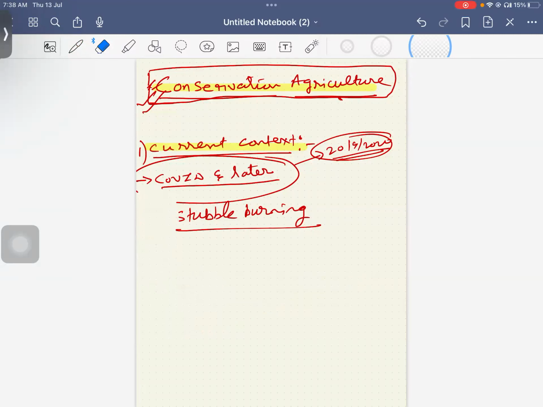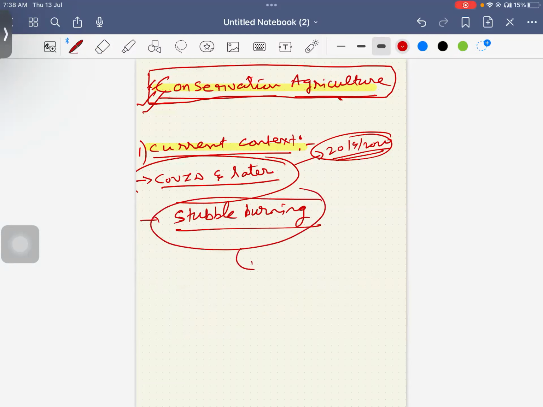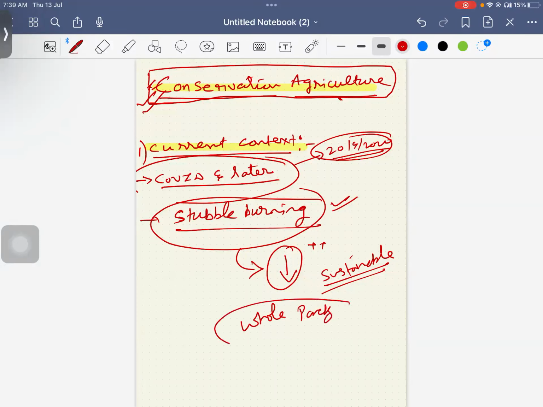The second most important thing is how this topic relates to stubble burning. This agriculture practice may lead to a decrease in stubble burning, because it has features which can reduce stubble burning in a sustainable manner. Okay, rather than the many other in situ and ex situ techniques we have, this is a whole package, wherein it can be environmentally sustainable, reduce stubble burning, and also reduce the cost. So let's read in detail.